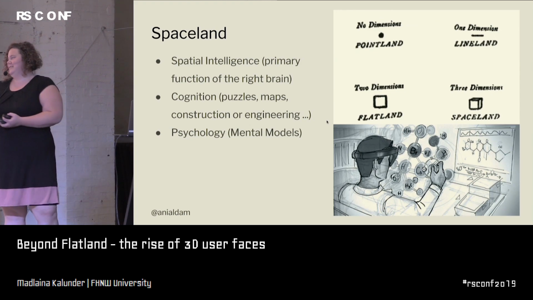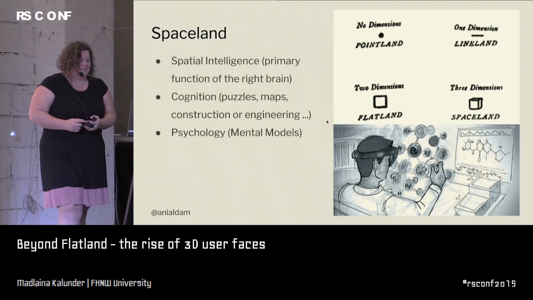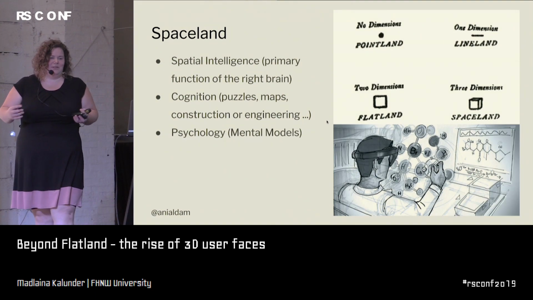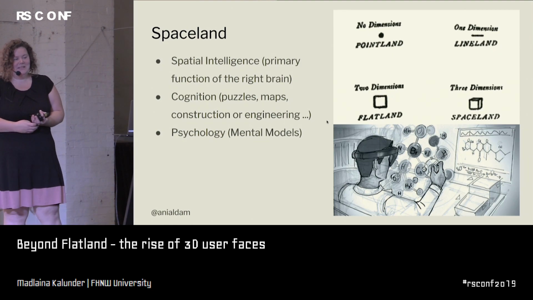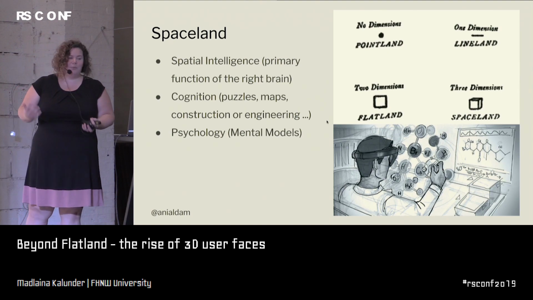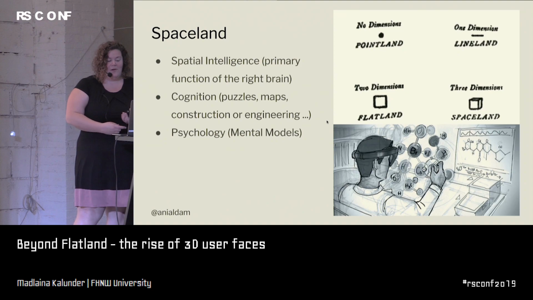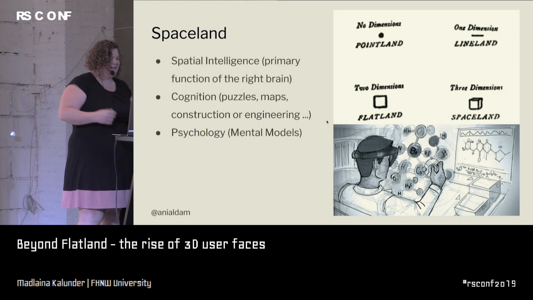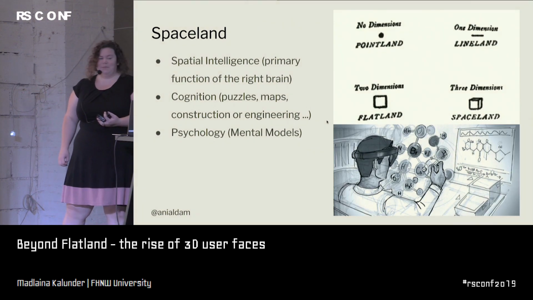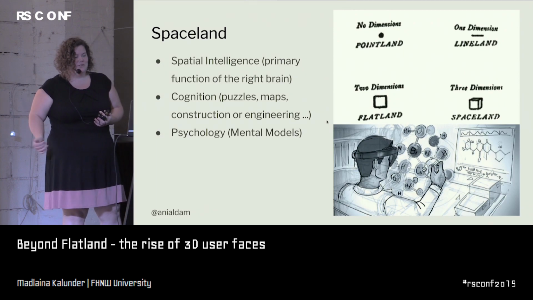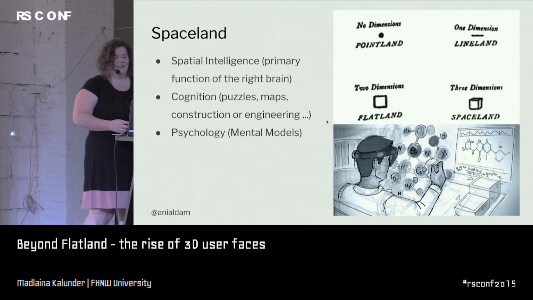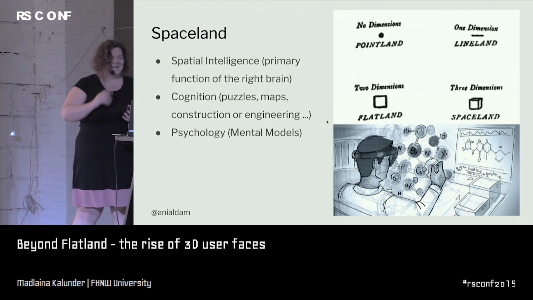So what is Spaceland? Abbott has also in his book thought about what other dimensions could look like in these kinds of societies, and he was talking about Pointland, where there is no dimension, Lineland, one dimension, Flatland we have heard about before, and then three dimensions, Spaceland. He even went so far as to think about how this fourth dimension world could look like and how things are organized there, so I recommend reading it.